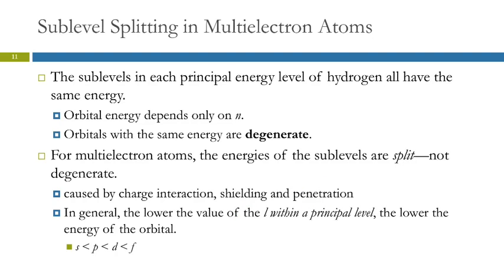And so in general, the lower the value of L within a given principal level, the lower the energy of the orbital. So S, P, D, F in order of increasing energy. So if we were looking at perhaps the 4th energy level, so n equals 4, 4s is going to have less energy than 4p. 4d is going to be more energy, and 4f will be the orbitals with the highest energy.